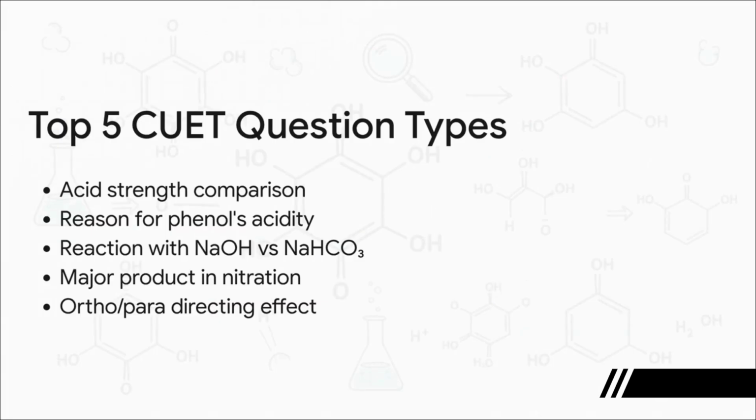And here they are, the exact types of questions the examiners love to ask. They're obsessed with acid strength comparisons, the reason for phenol's acidity, that classic NaOH versus sodium bicarbonate question, what the major product in nitration is, and of course, the ortho/para directing effect. If you can nail these 5 areas, you've pretty much conquered this chapter for the exam.